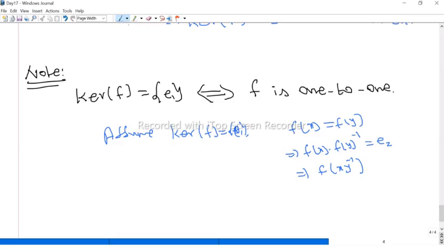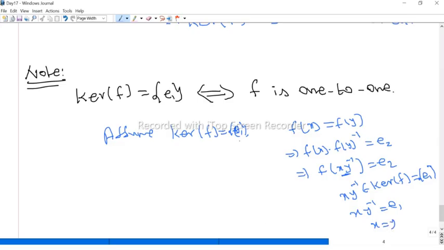So now what do you get? This is equal to E2. Since this element x y inverse maps to E2, therefore x y inverse should be in the kernel of f. But we know that the kernel contains only the trivial element E1, the identity element. Therefore x y inverse should be the identity element. Now multiply y on both sides, therefore x equals y.